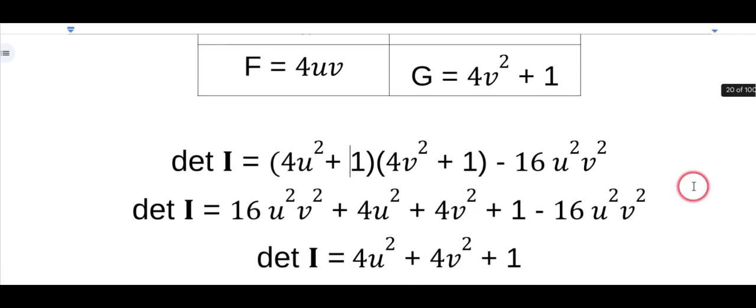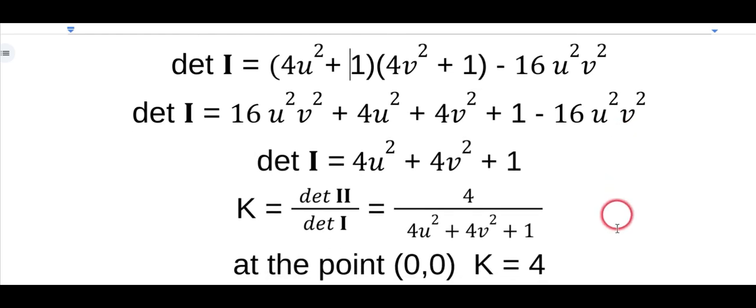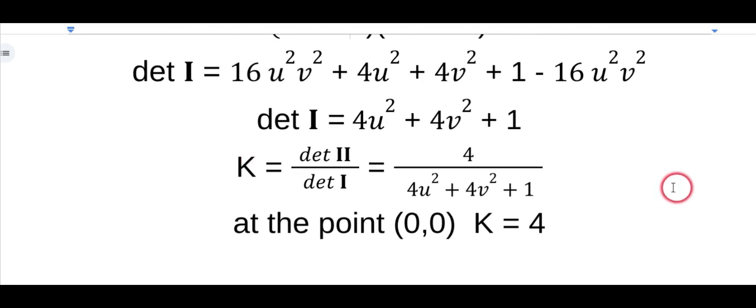So now let's put it all together. So this is the determinant of the first fundamental form. We put it back in our equation, and we get 4 over this. Well, you're saying, well, that's not the same as what we got a while ago. Well, it is at the point 0, 0. If u equals 0, v equals 0, then big K is equal to 4. This would be the generalized form where I could find the curvature at any point on that paraboloid. That's the point of this. Okay, at any point I can find the curvature. All right, wasn't that fun? I'll see you later.